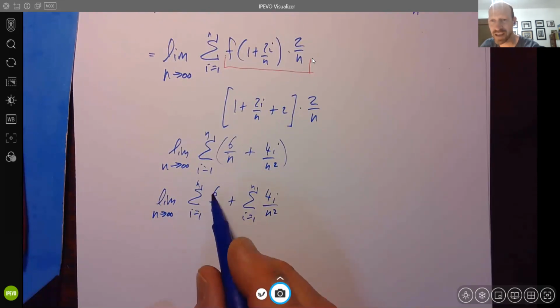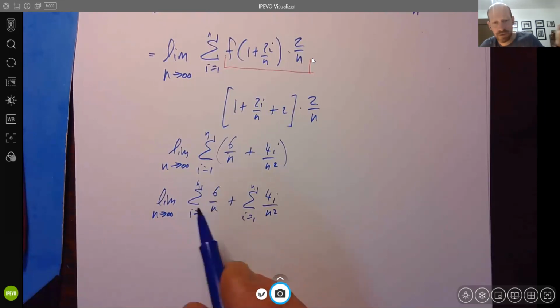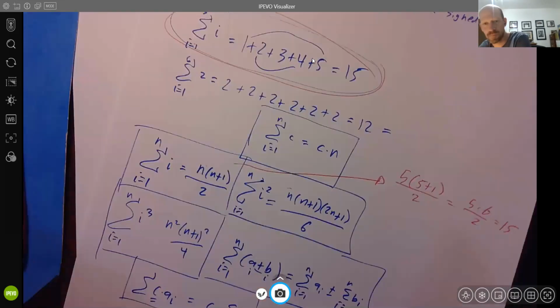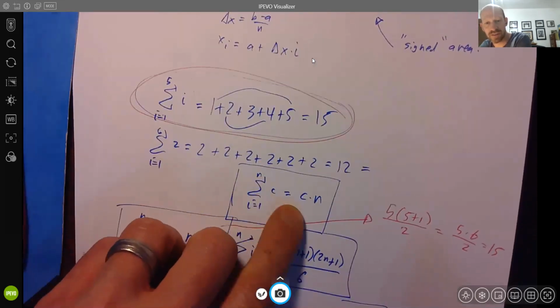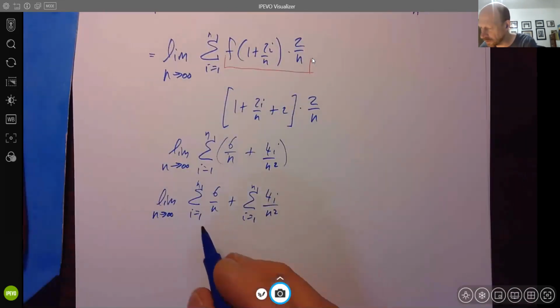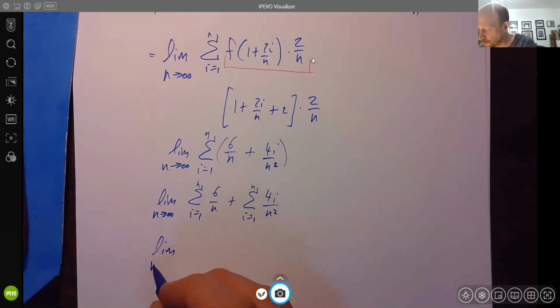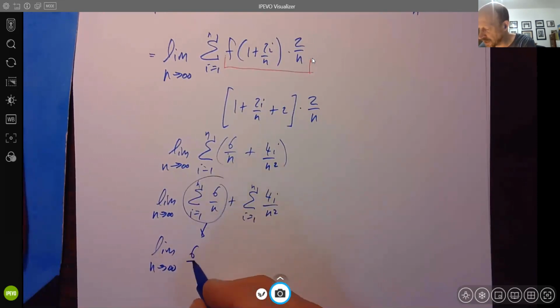So 6 over n, that's not changing at all. Every time that's 6 over n. So this is really a constant. And if I go back to this rule, when I sum up a constant from 1 to n, I get the constant times n. So, okay, I can do that. This piece is going to be this constant 6 over n times n.